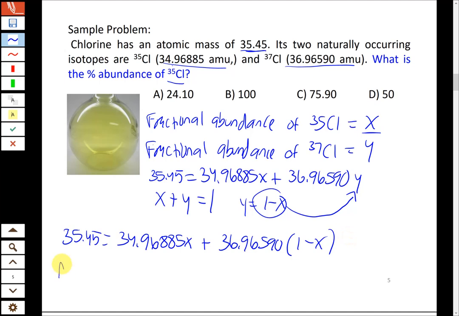Then we can do the algebra, which I'm going to skip over and just put in the algebra machine, and we get x is equal to 0.7590. What we wanted was the percent abundance. Anytime you're talking about percentage, you have to multiply by 100. So the percent would be this number times 100, which is 75.90.